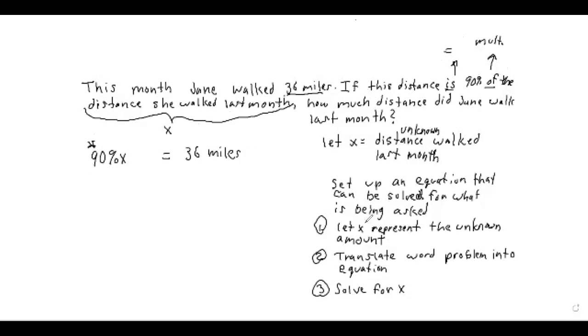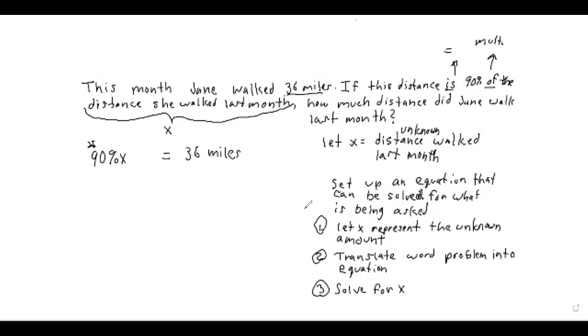So we followed the steps. We let x represent the unknown amount, which was the distance walked last month. We have that x here, right? And then we translated the word problem into an equation, noting that "is" translates to equals. And when they say 90% of something or 10% of something, that "of" represents multiplication, right? And we let x equal the unknown amount. So it's 90% times x equals 36 miles. That's our equation that we have to solve.